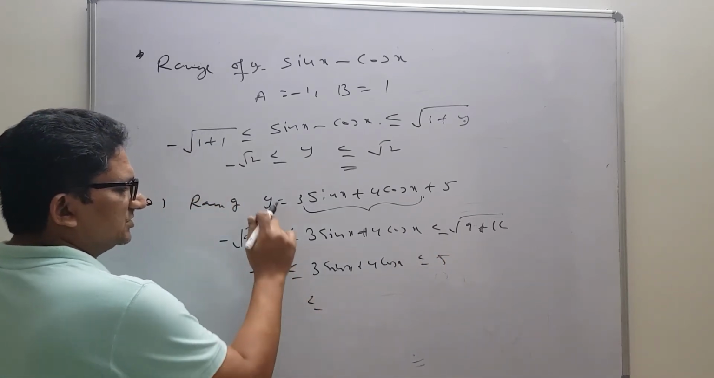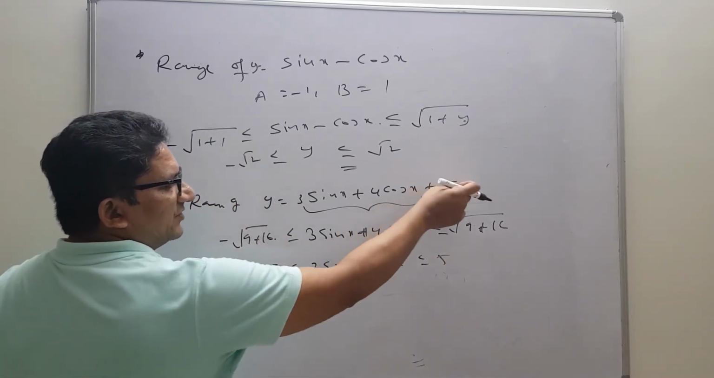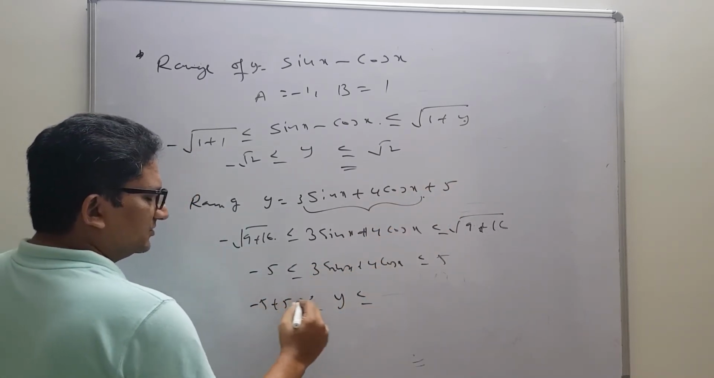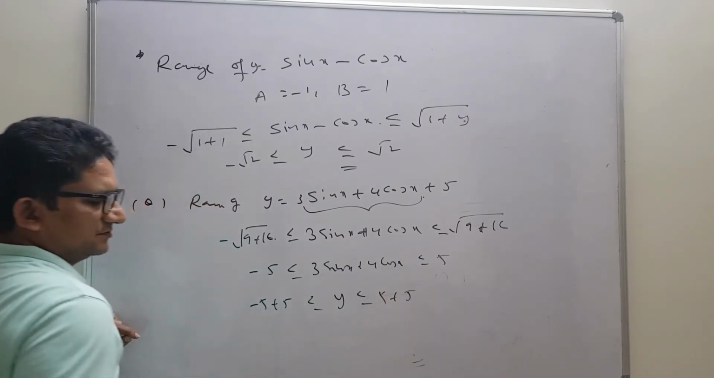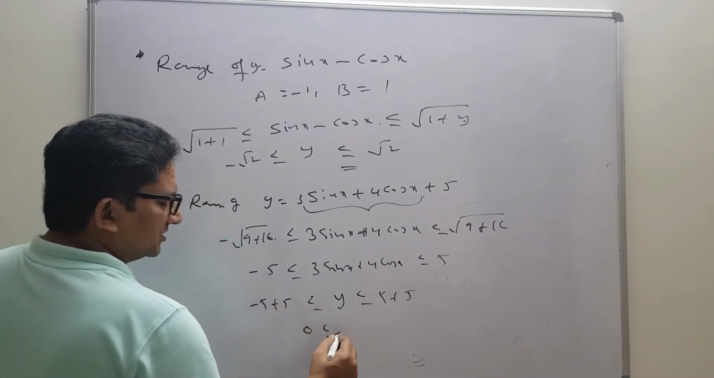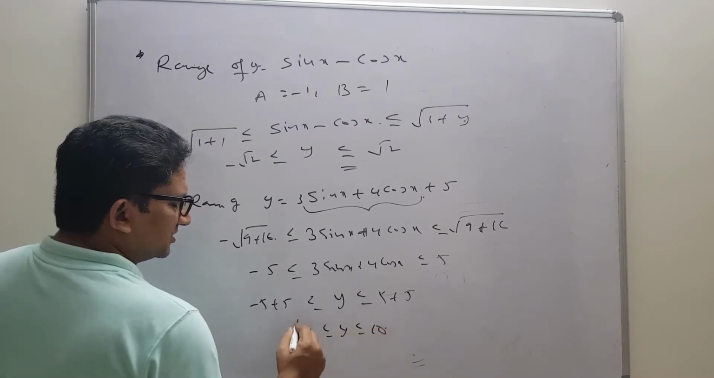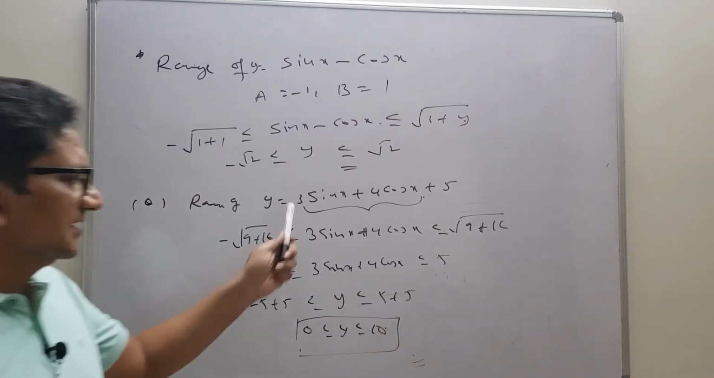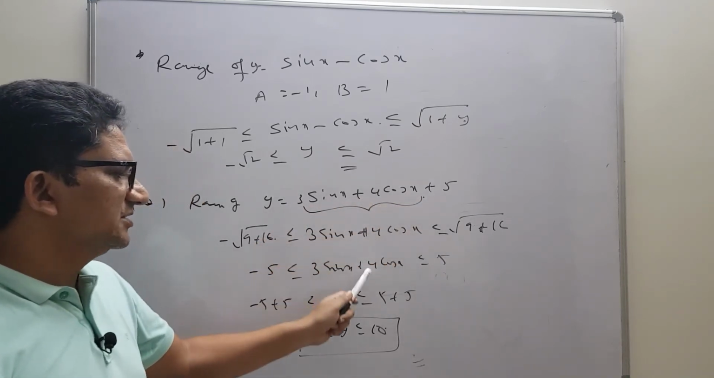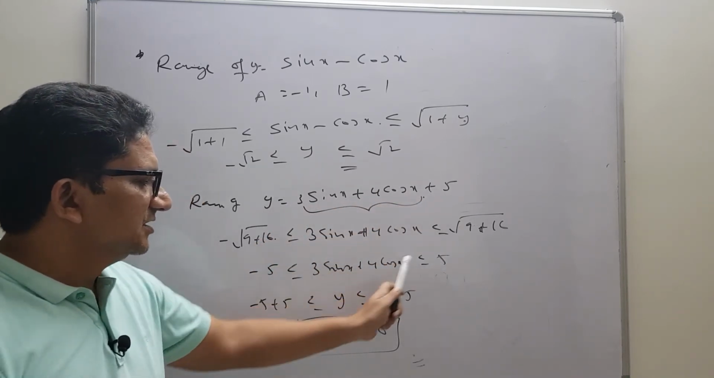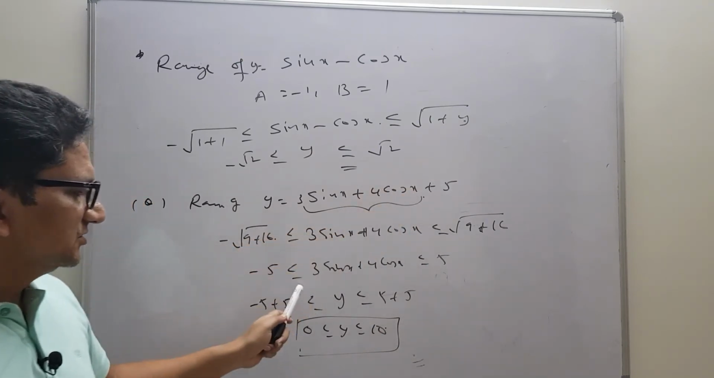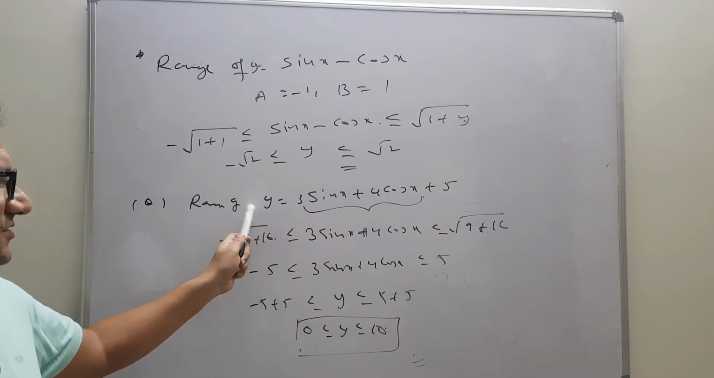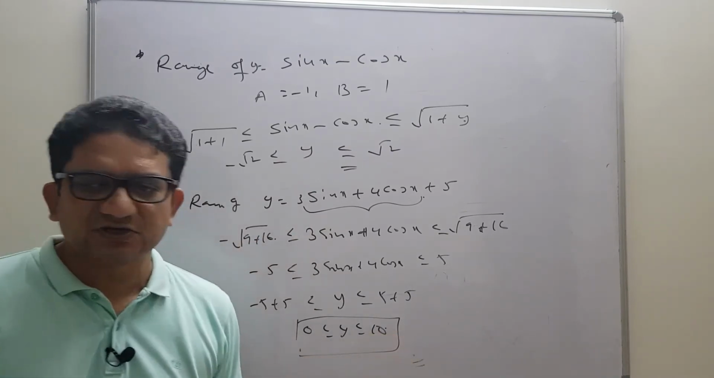So the original question is y. So 5 will be added throughout. So here what we get is 0 is less than or equal to y is less than or equal to 10. So the range is between 0 and 10. We are splitting, so we are taking this part, and for this part the range is minus 5 to 5. The original has plus 5 added. So if we add 5, this becomes y, because the function we have taken is y. So the range is 0 to 10.